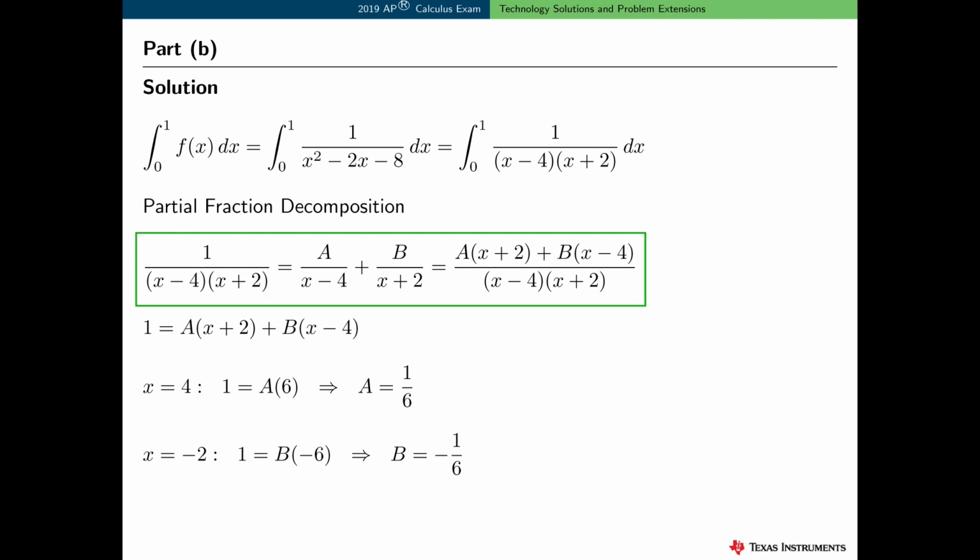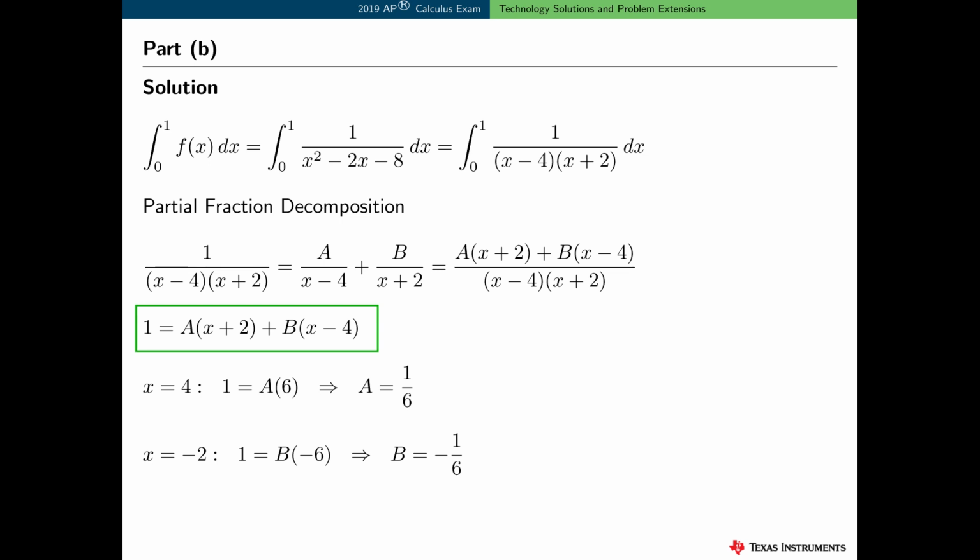To find the constants a and b, write the right-hand side as one fraction with a common denominator, which is the product of the two linear factors. Now we have two fractions that are equal, and their denominators are the same. Therefore, the numerators must be equal. Now, in general, we would have to multiply out the expression on the right and equate coefficients. And this would lead to a set of simultaneous equations. However, here we can find the constants a little easier, with a little finesse.